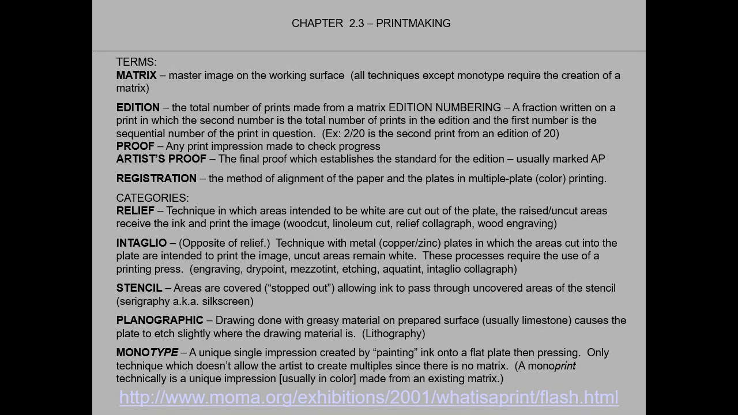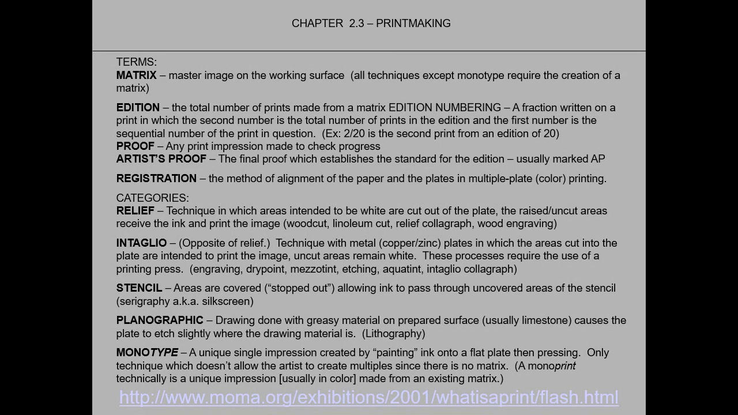What else do I want to say there? You guys in level 1 will be doing the last category, the monotype. Mono, of course, means one. This is the only technique where you won't make a matrix. You're going to freehand manipulate the ink and print it to paper. It's almost like making a painting in ink that you then preserve onto a piece of paper.